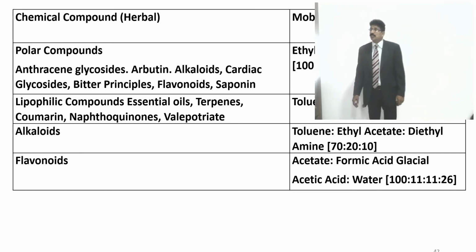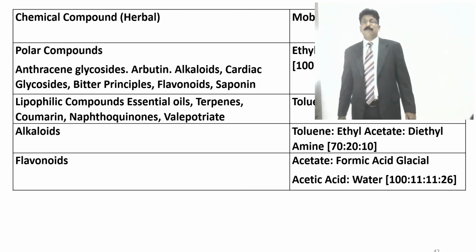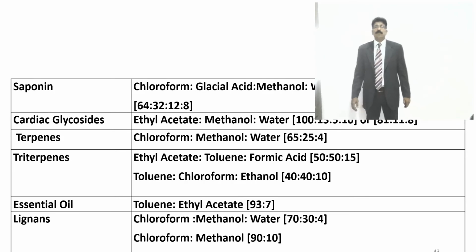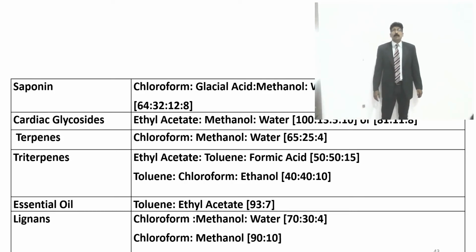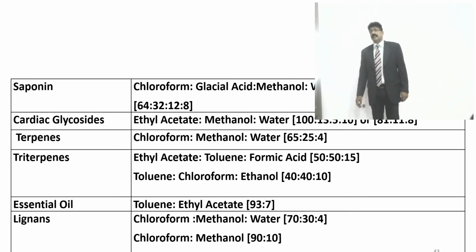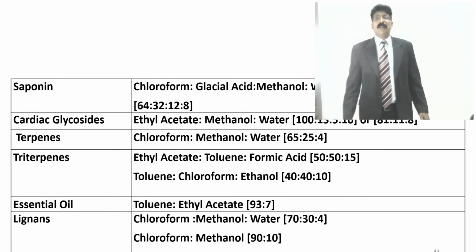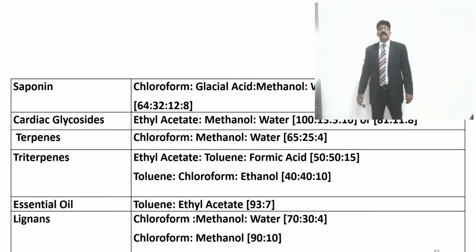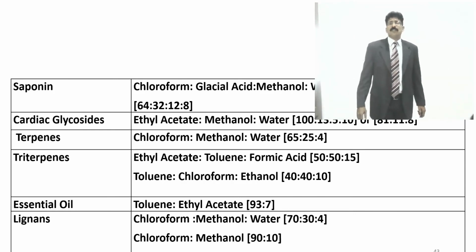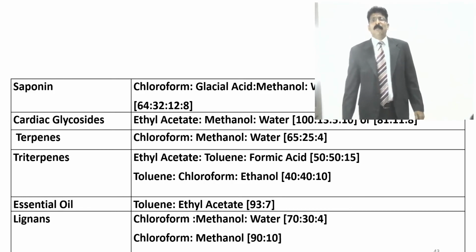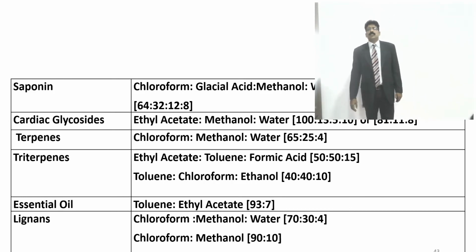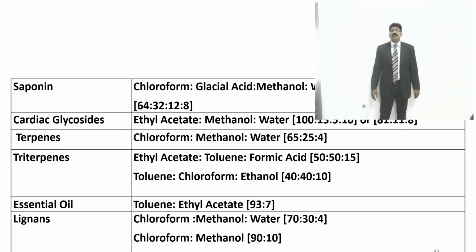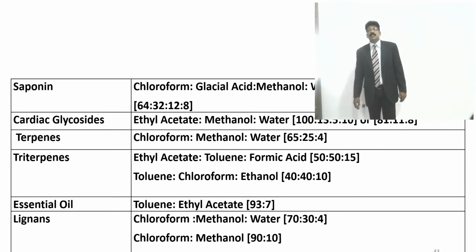Flavonoids you can use ethyl acetate, formic acid, glacial acetic acid and water, 100:11:11:26. For saponin, chloroform, glacial acetic acid, methanol and water can be used in 64:32:12:8 ratio. And for cardiac glycoside, ethyl acetate, methanol, water in 100:13.5:10, or you can use 81:11:8 also.